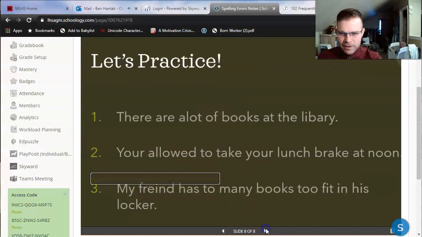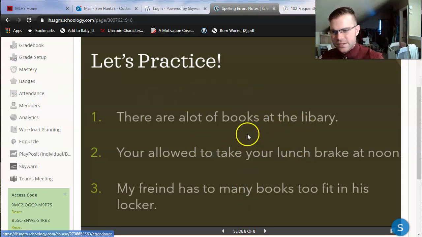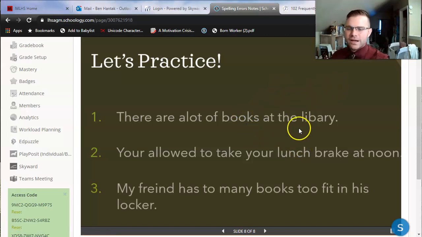Let's practice these a little bit. So I'm going to have to back out of this presentation in a moment here to fix these, but I've given you 3 sentences right here for you to fix, that I'll fix in just a moment as an example. It helps with spelling mistakes to read sentences aloud.